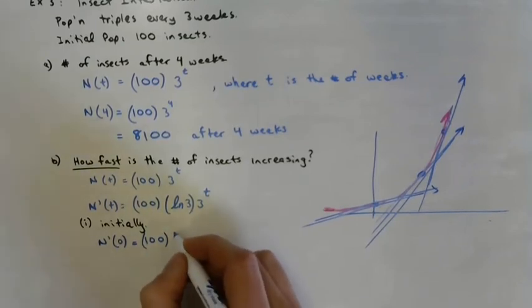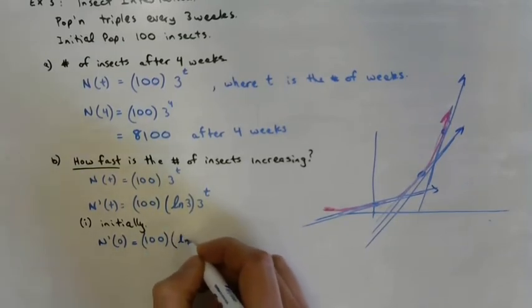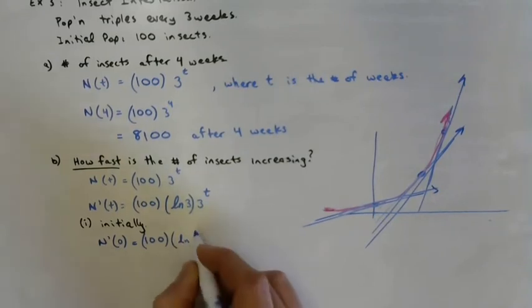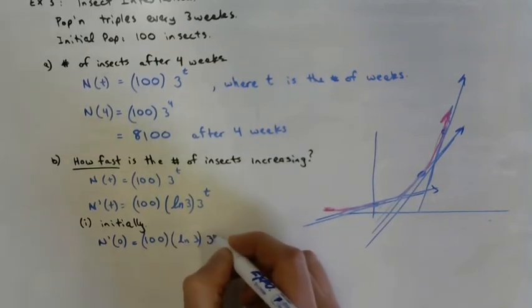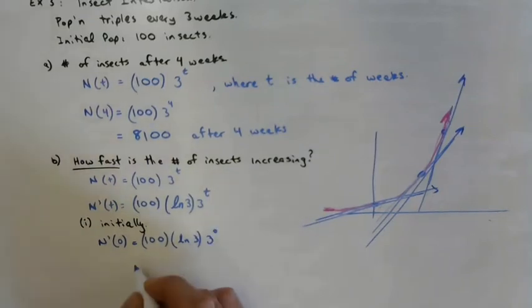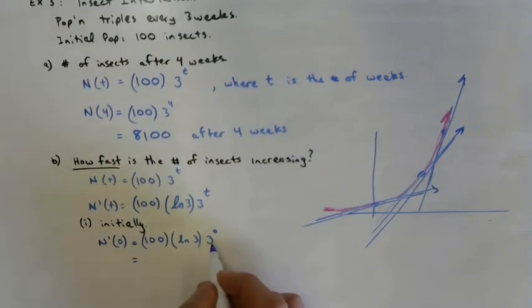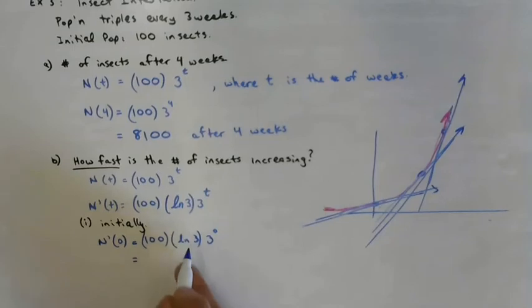So we just sub that in to our equation. 100 times the natural log of 3 times 3 to the power of 0. 3 to the power of 0 is 1. The natural log of 3 is 1.1. And if you just chuck that whole thing in your calculator, you'll probably be okay. You'll end up with approximately 110. So that is the rate of change at the beginning.